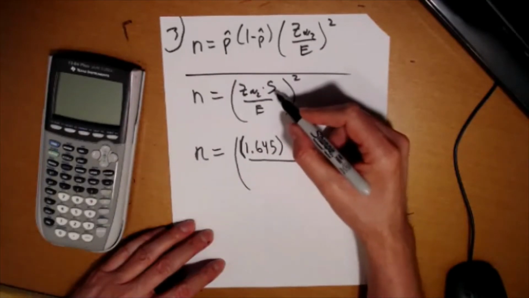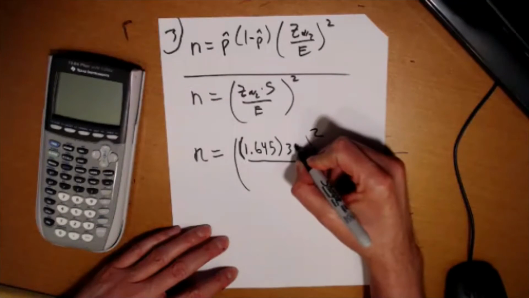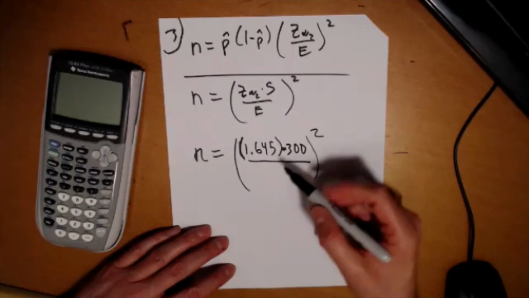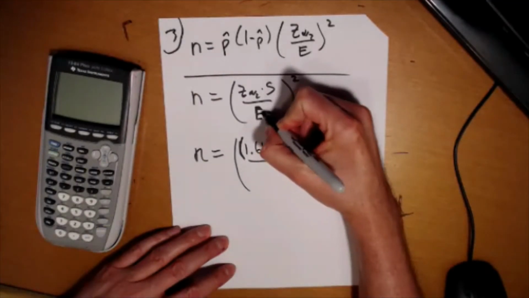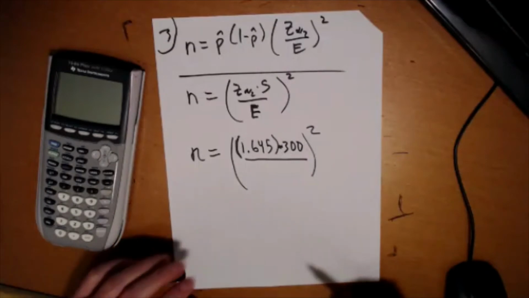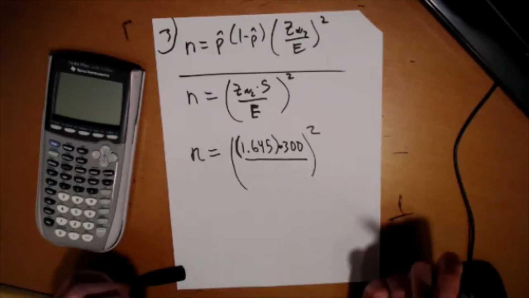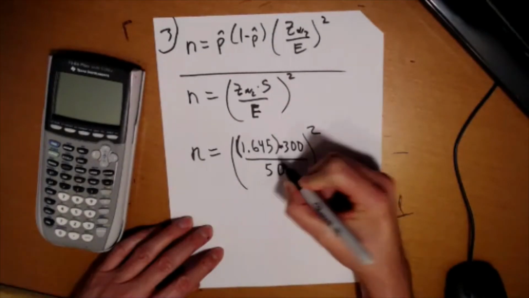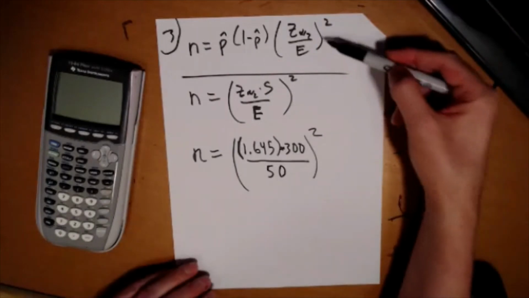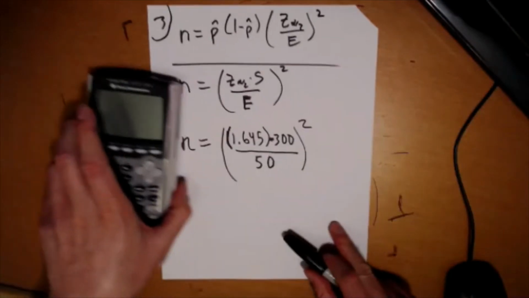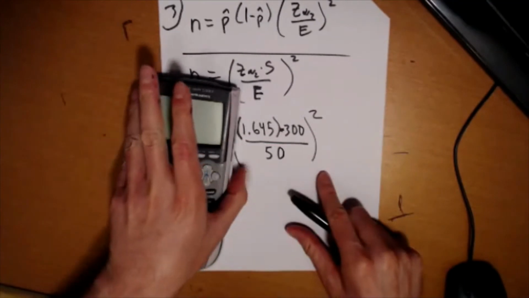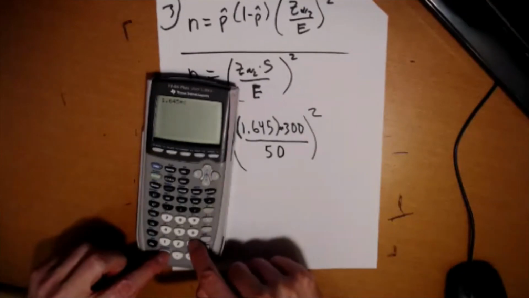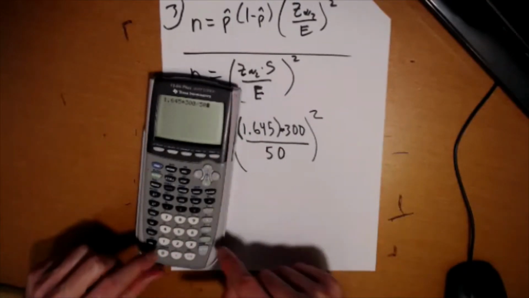The sample standard deviation s is 300. And then the margin of error. Does it say margin of error, big E? No, it says within. So whatever falls within is our margin of error. So that's a 50. And remember, just like when we use this formula, we need to round up to the nearest whole number. So let's put our numbers in here: 1.645 times 300 divided by 50.